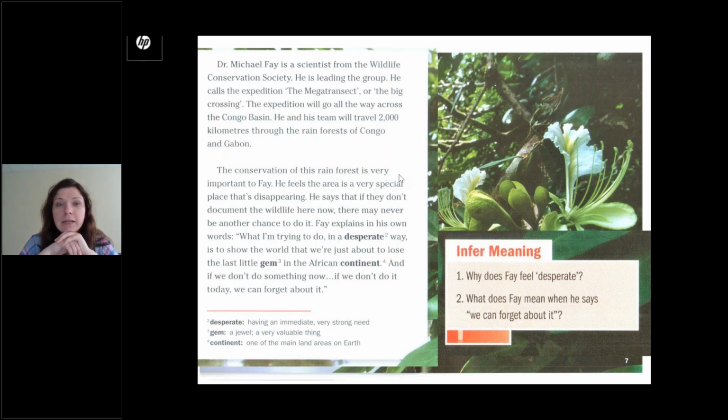So your ideas for the second answer. The new generation may not know about it. If you do not, you can forget about it, right? So we can forget about it. It means that the next generation won't see it. The disappearance is inevitable. That's right. He doesn't want to lose the chance. Probably, yes. We can lose a very special place. That's right. He means that people must save the rainforest.